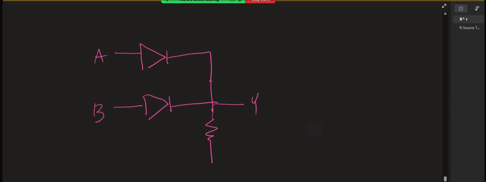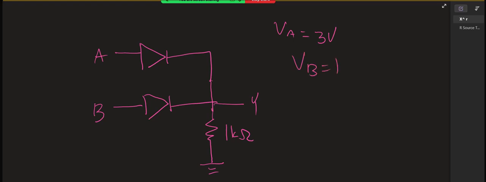Okay, so I've got this circuit right here. And VA is 3 volts and VB is 1 volt. I'm going to use the constant drop model, and we're going to figure out what VY is.